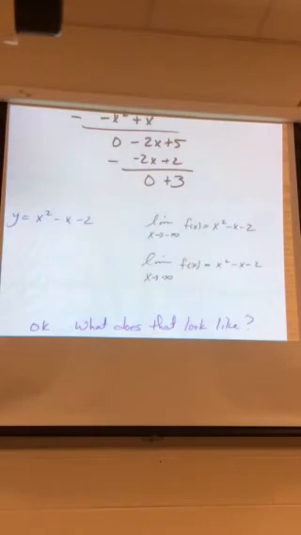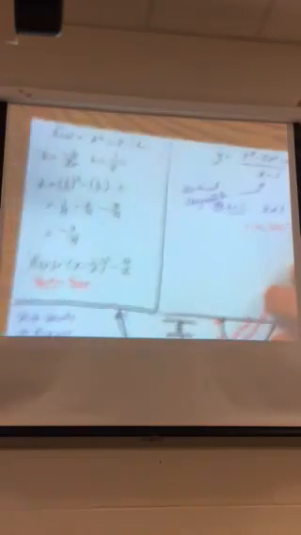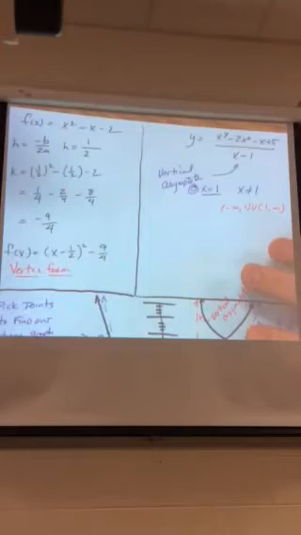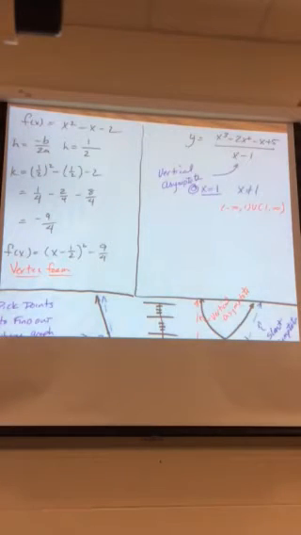Okay, what does that look like? Well, let's go through the process here. If we take a look, start with f of x equals x squared minus x minus 2, we end up with the vertex, if we put it in vertex form, which I like to do, is going to be x minus 1/2 quantity squared minus 9 over 4. That is vertex form.